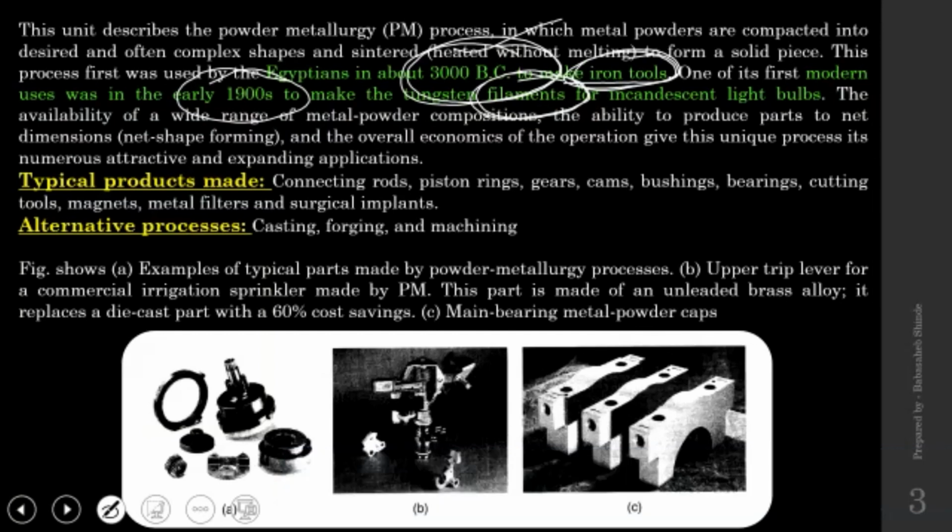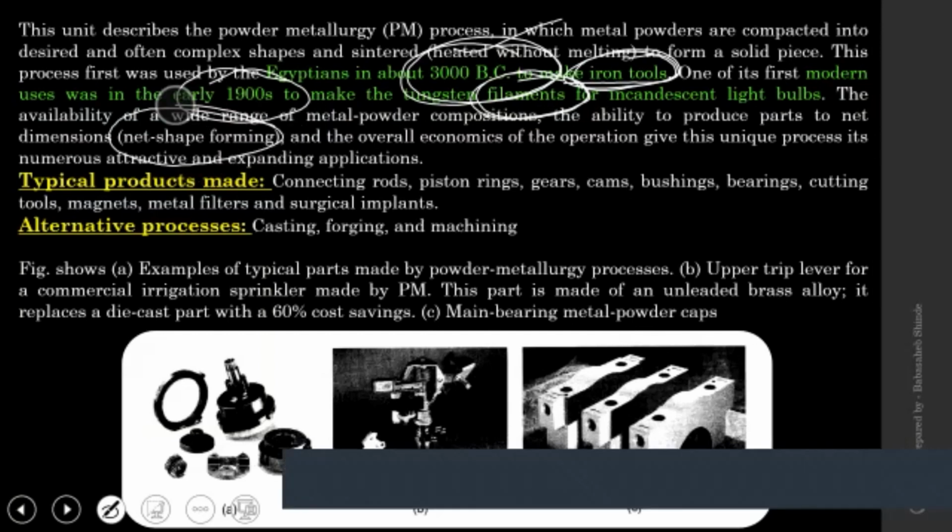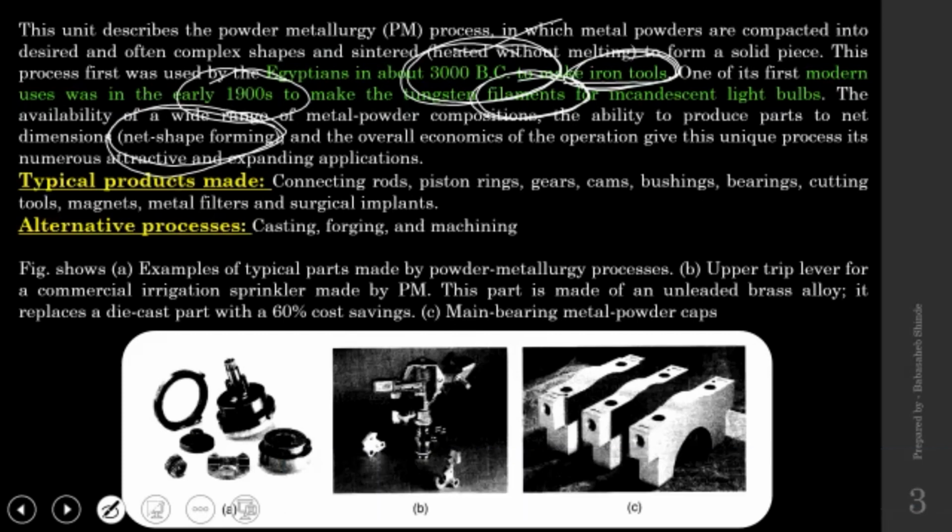In addition to that, it has certain advantages that we can mention here. The advantages are, as I mentioned earlier, the technique is offering near net shape forming. So the products that we get from powder metallurgy processing are almost of final dimensions. That is the first advantage.